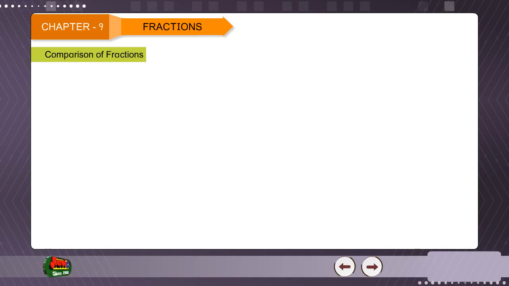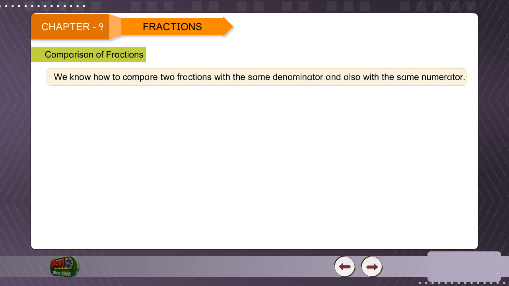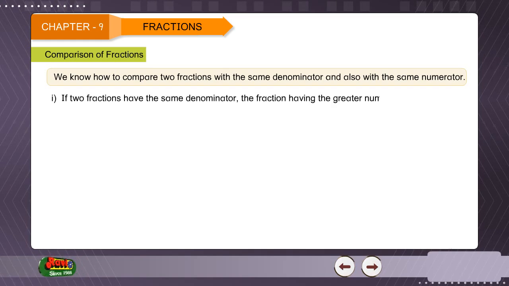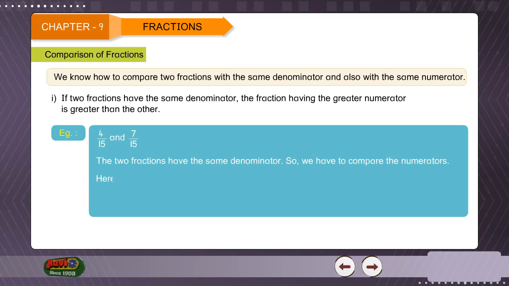5. Comparison of fractions. We know how to compare two fractions with the same denominator and also with the same numerator. 1. If two fractions have the same denominator, the fraction having the greater numerator is greater than the other. Example: 4 by 15 and 7 by 15. The two fractions have the same denominator, so we have to compare the numerators. Here 4 is less than 7, so 4 by 15 is less than 7 by 15.